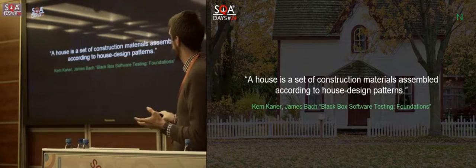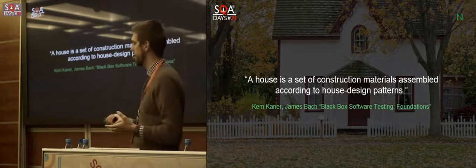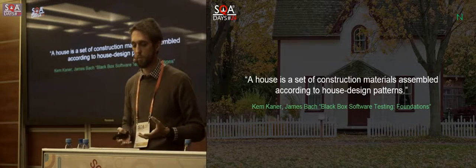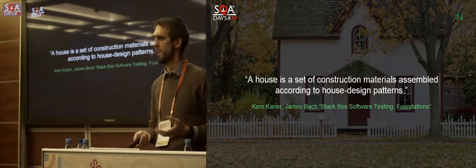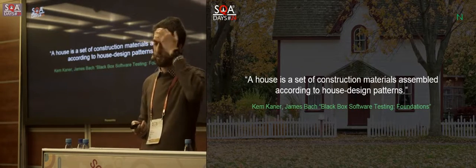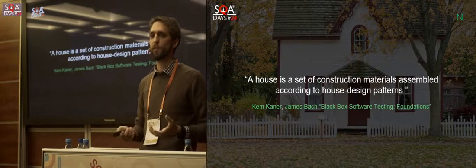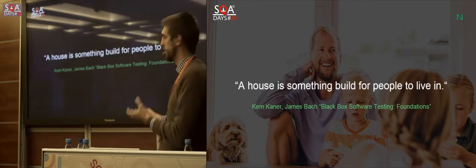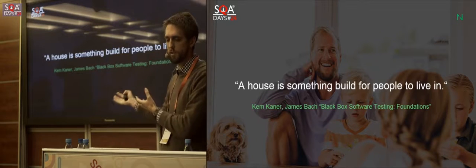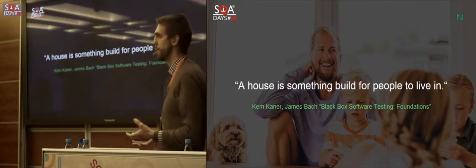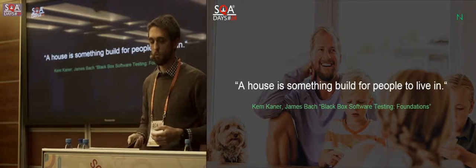It would be just like as if you would describe a house as a set of construction materials assembled according to house design patterns. That's an example by Kaner and James Bach. And of course, it doesn't tell us anything about what a house actually is. It's much better to phrase it this way: a house is something built for people to live in. You immediately understand why we want to build a house.